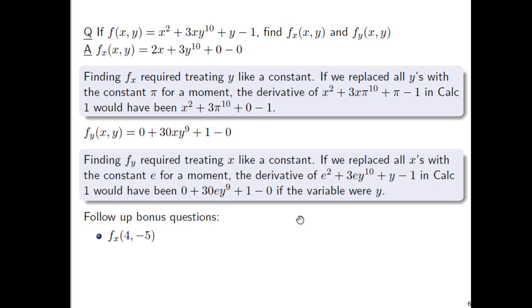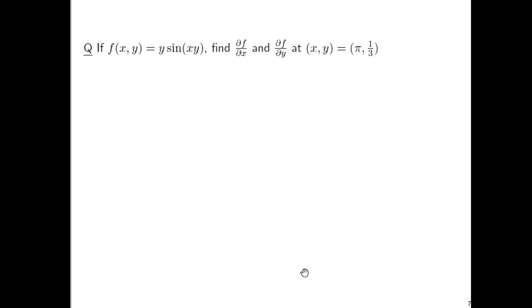So just to follow up with some bonus questions. We've answered the questions that were asked, but now that we have f sub x and f sub y, these are new functions of two variables each, we can now evaluate these functions. We'll find f sub x of 4 comma negative 5. And this process isn't bad, right? It's just plug in. Here 2 times 4 plus 3 times negative 5 quantity to the 10th plus 0 minus, ooh, this should be a 0. There's a typo here with that one again. f sub y, take this, 0 plus 30 x y to the 9th plus 1 minus 0. Just replace every x with a 4, every y with a negative 5.